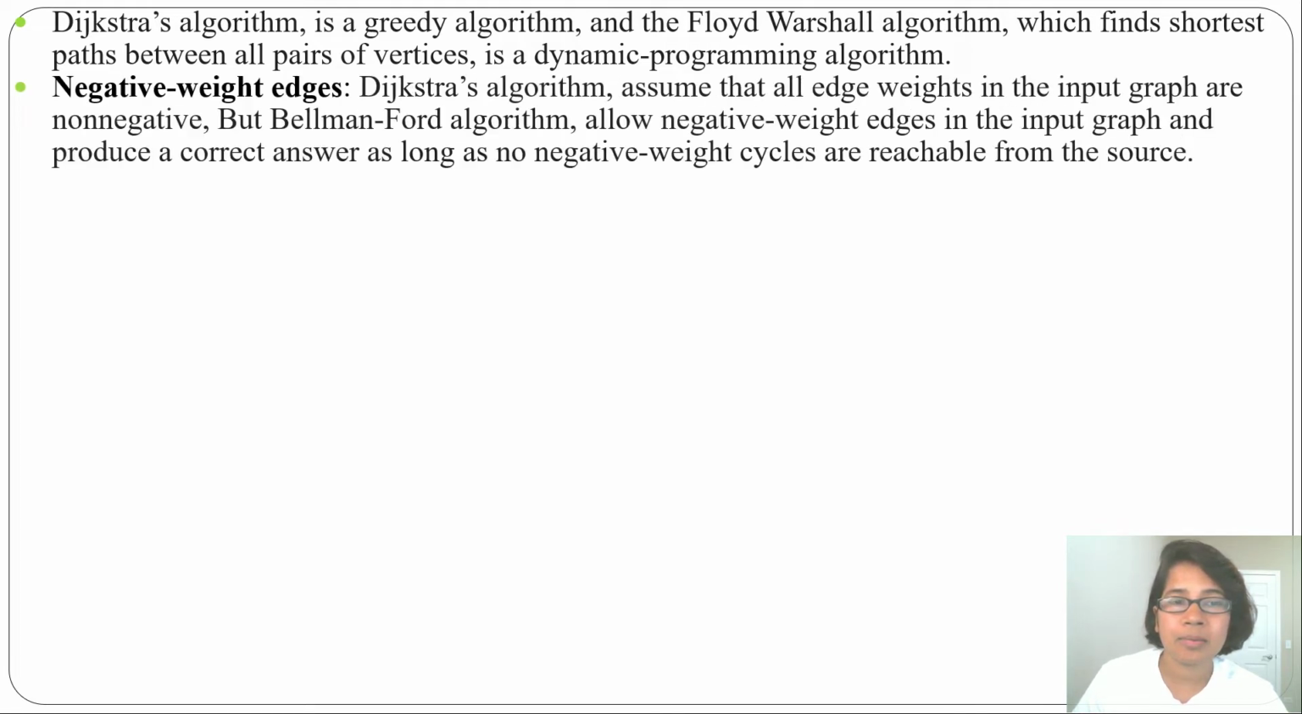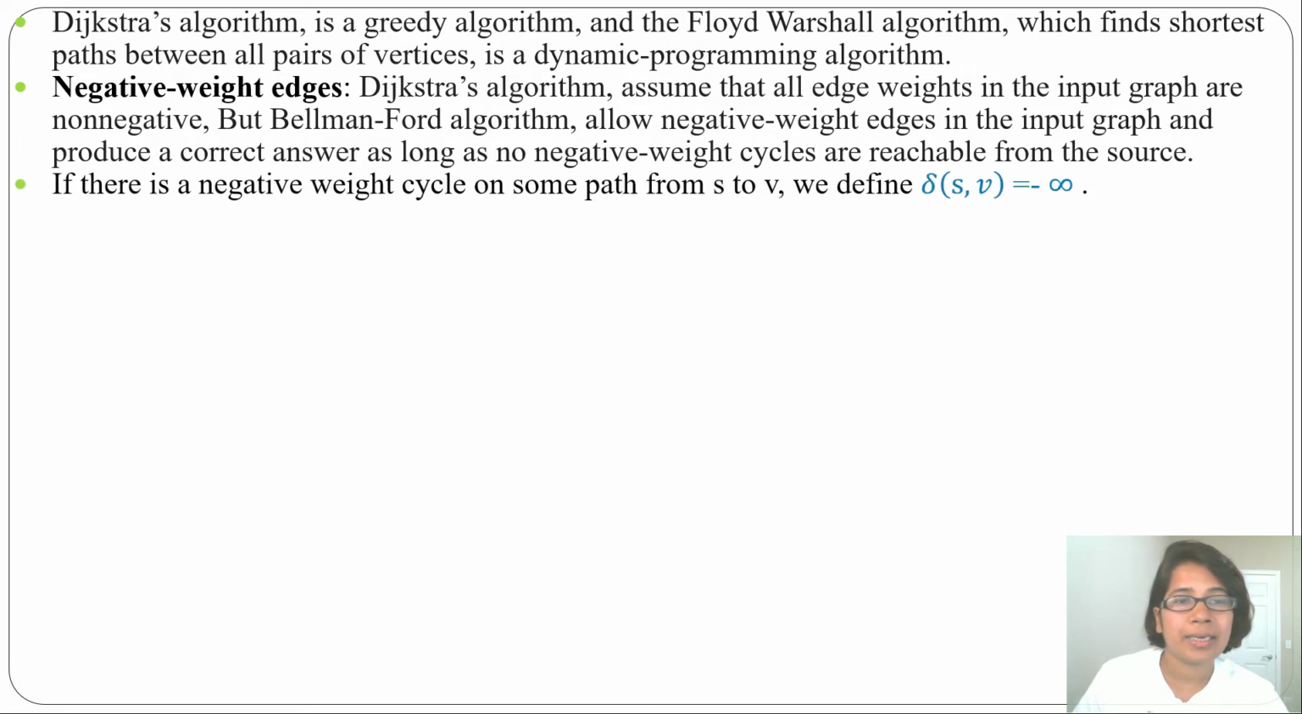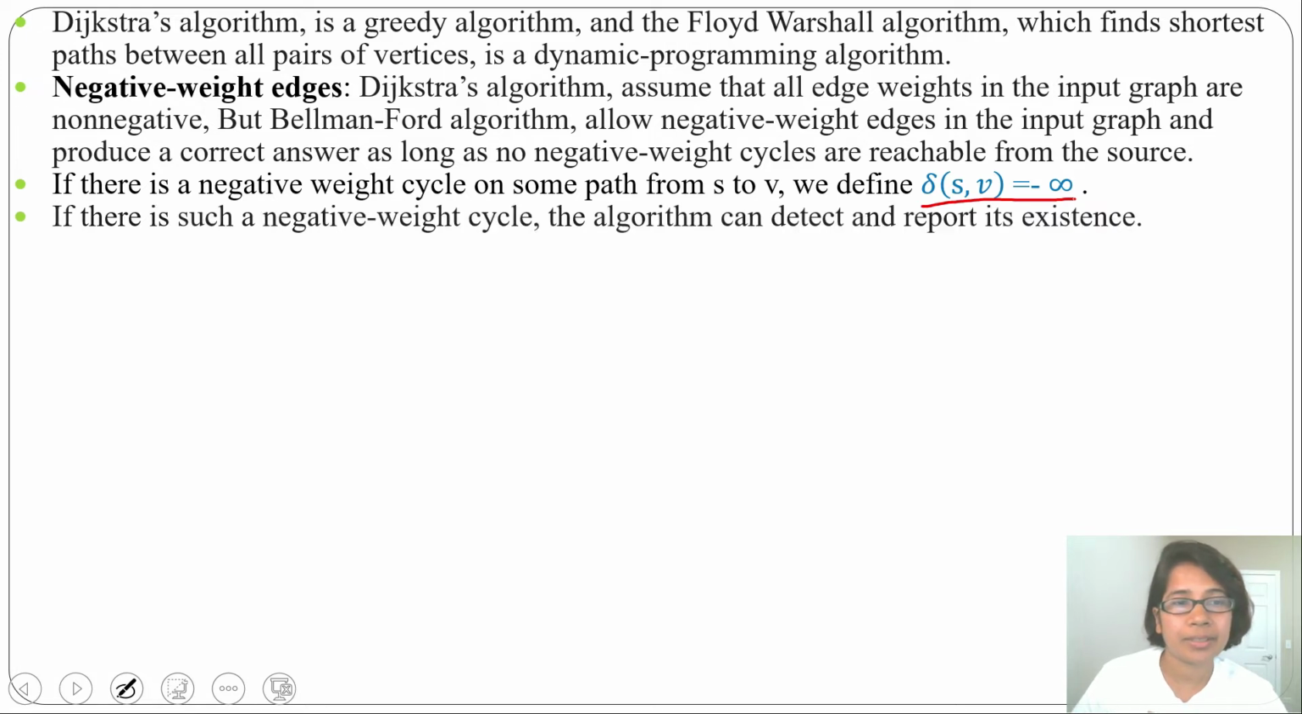Next is negative weight edges. Dijkstra algorithm doesn't allow negative weight edges. It considers all edges to be positive, while the Bellman-Ford algorithm allows negative weight edges in the input graph. So the Bellman-Ford algorithm allows negative weight edges, and if there is a negative weight cycle on some path from S to V, we define delta(S,V) equals minus infinity. As every time it will be reduced, so we can define it as minus infinity.